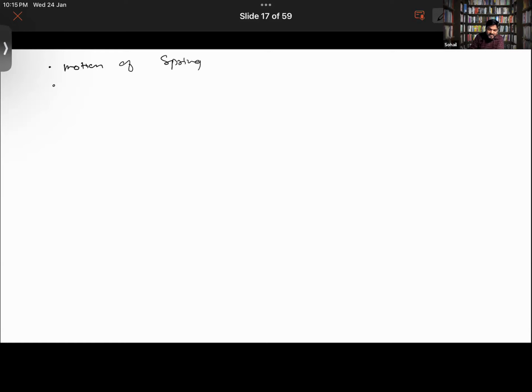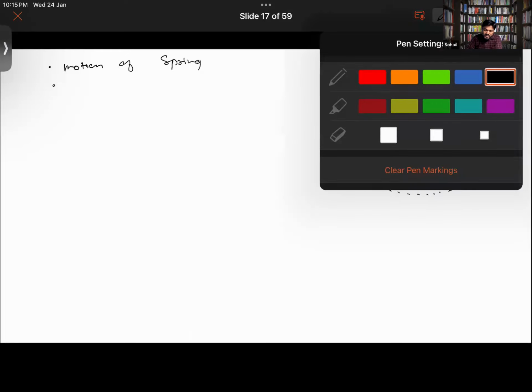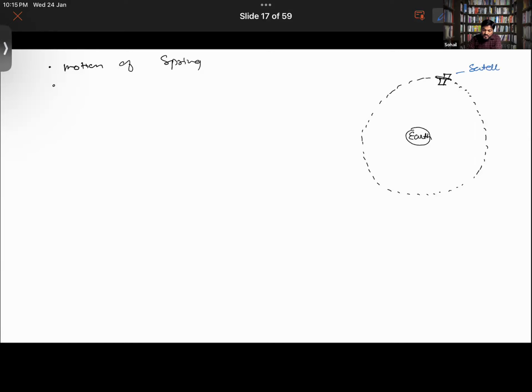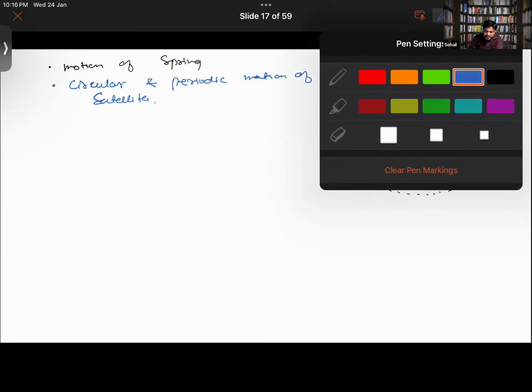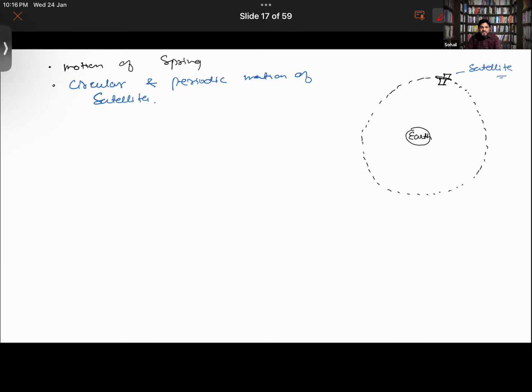By the way, we can have some other interesting examples also, like the movement of artificial satellites around the earth, right? Suppose this is a satellite, for example, so that will be orbiting around the earth. So this is Earth, and there are satellites that also orbit around the Earth. So are they also not doing a periodic motion? Yes, sir, they are doing. Exactly. So circular and periodic motion of satellites. They are weather satellites, and there are other types of satellites also. Hope that is clear.